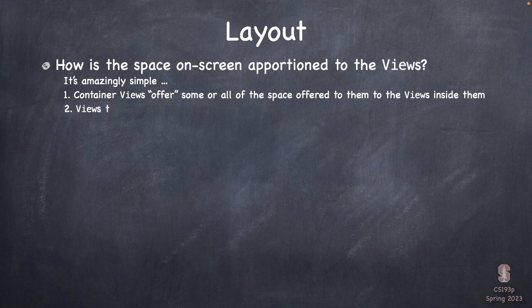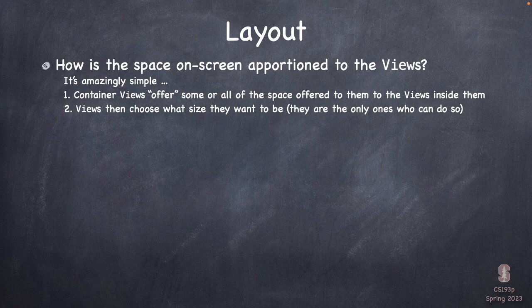And now, when it does that, number 2 is crucially important, and really, it's the thing that makes the whole system work, is that views, after they're offered a space, even if they're like a text view or an image or something like that, they choose what size they want to be. The only person that can choose the size of a view is that view itself. There's no way to force a size onto a view. Views choose their size, and they choose a size based on the space that's offered to them. All right, we're going to talk about how they do that.